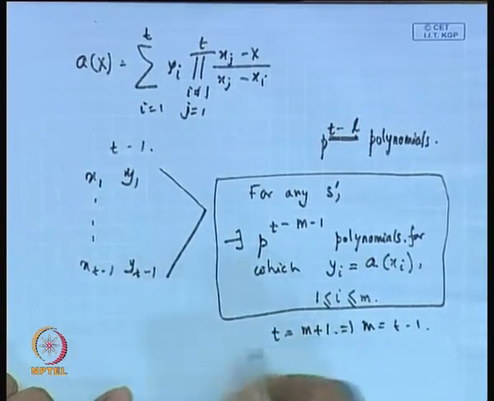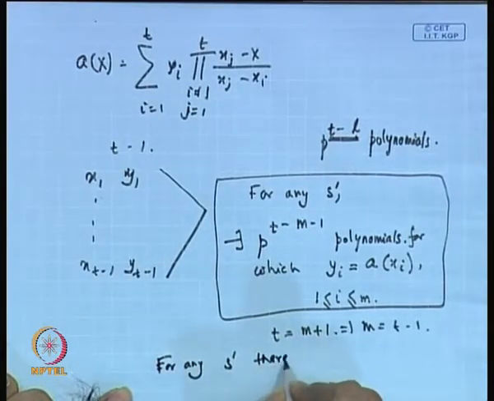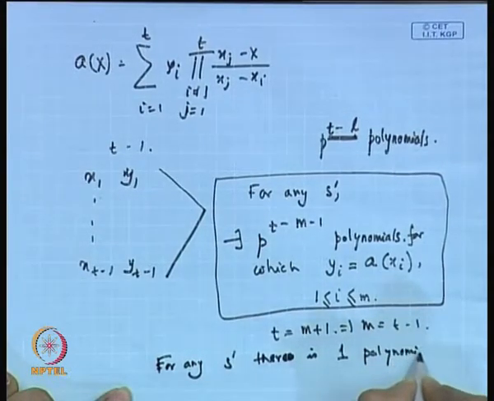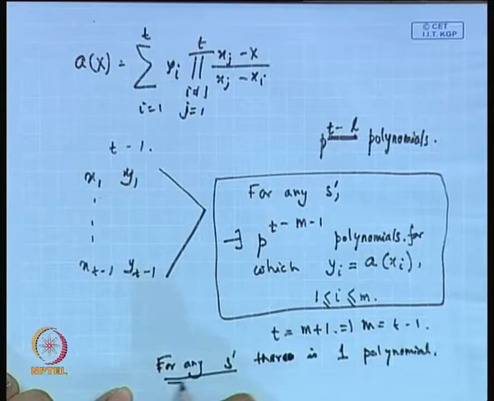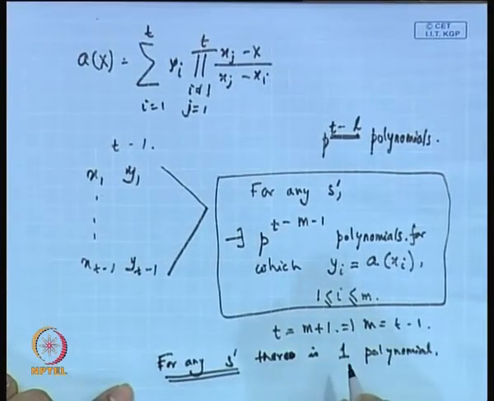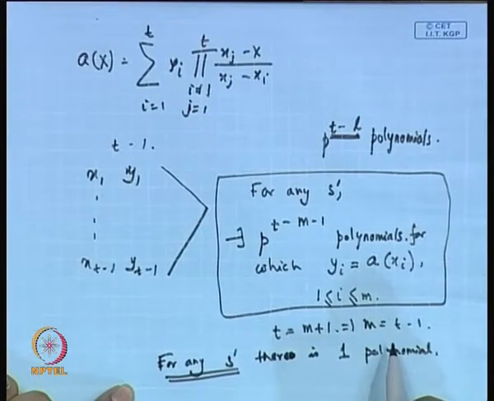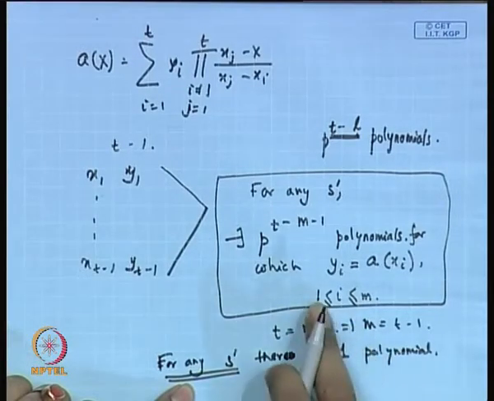So, in that special case, for any s dash there is one polynomial for which this result holds. Which means that for any secret which you choose, there is one such polynomial. So, that means these m shares, where m is equal to t minus 1, are not revealing any information, because whatever the secret value, there exists one polynomial for which the relation holds for these m points.